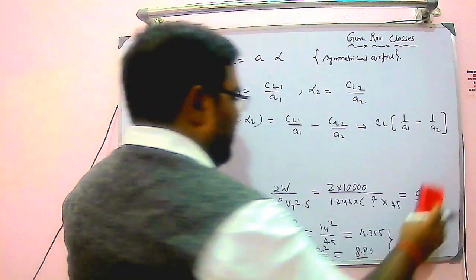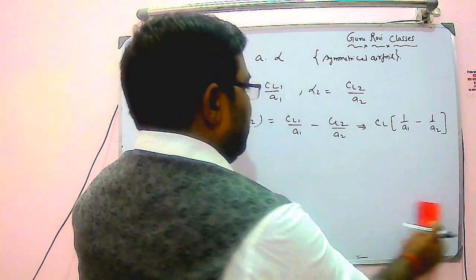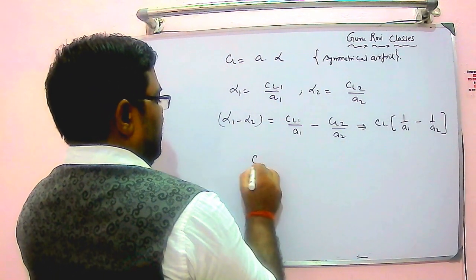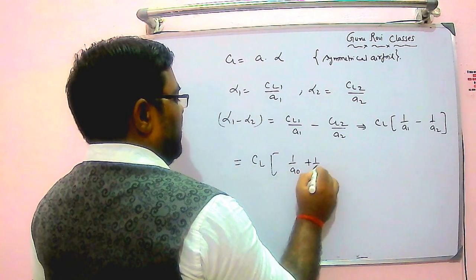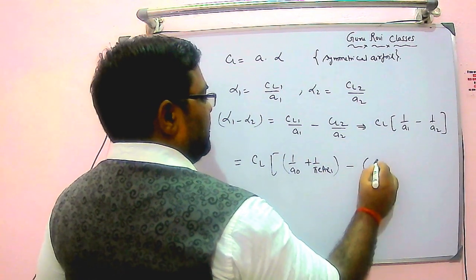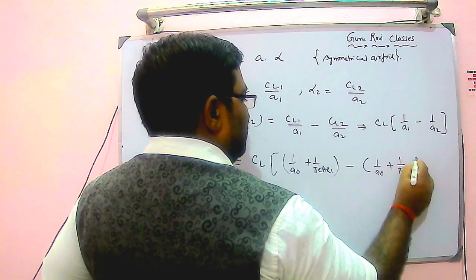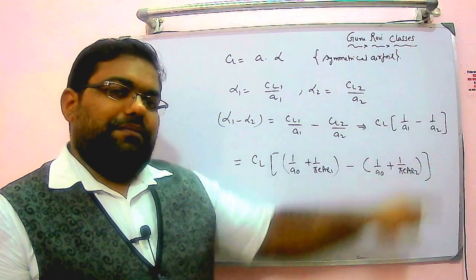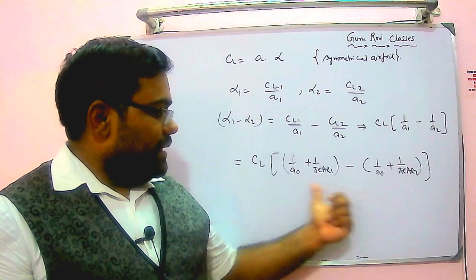We have also derived an expression for the relationship of A with A naught. So I will write here: CL bracket, 1 by A naught plus 1 by pi E aspect ratio 1 term, minus 1 by A naught plus 1 upon pi E aspect ratio 2, another term. So 1 by A is equal to 1 by A naught plus 1 by pi AR. That relationship we already derived in the previous lecture, so that can be kept here.